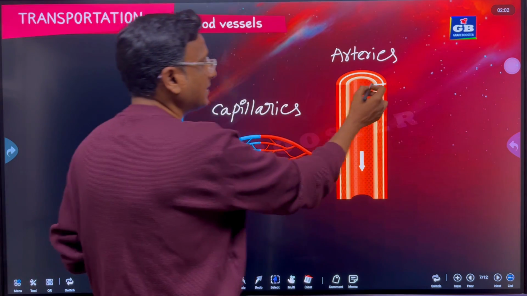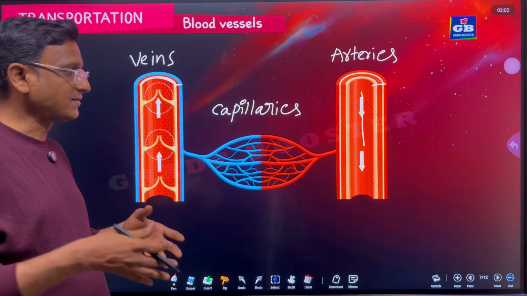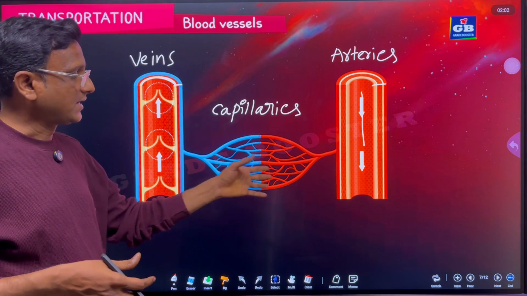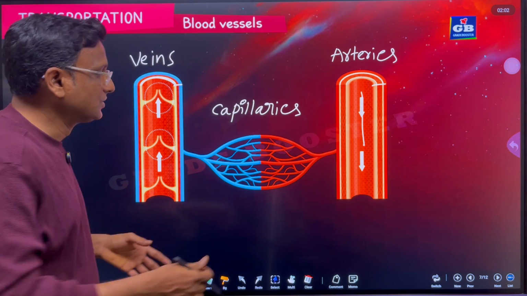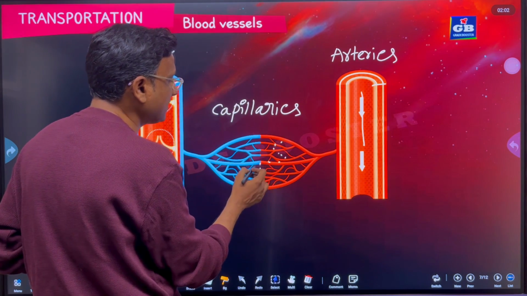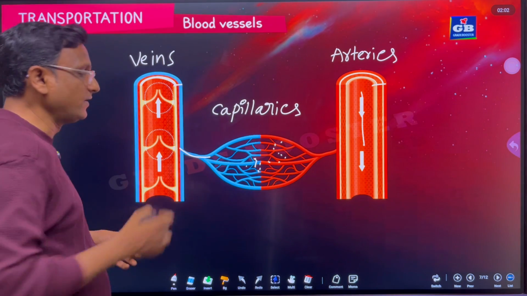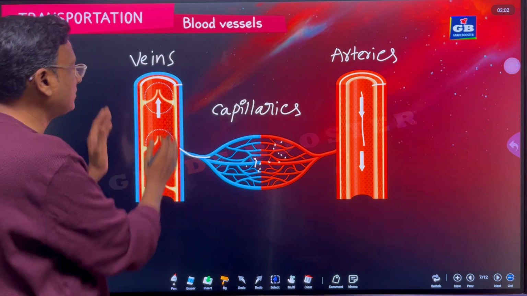The blood flows into the arteries, and from the arteries it goes to the capillaries, to the body parts. These capillaries carry the blood to each and every cell. Again from the cells, the venules start and they join with the veins. So this is a vein.